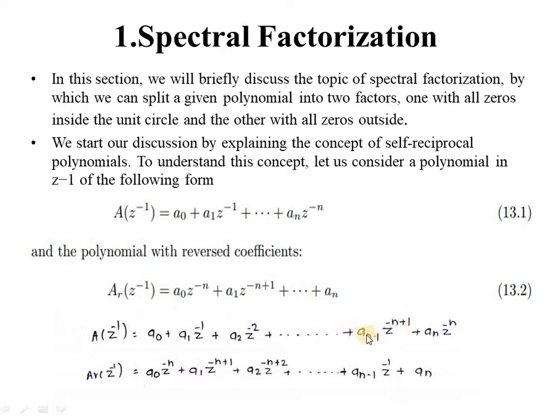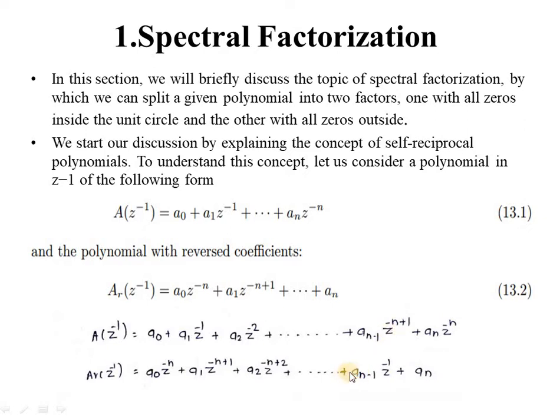Likewise, we have to replace the place of this z into this. This z inverse goes in this place, and this z raised to minus n plus 1 goes in this place. In the same way, this becomes a1 into z raised to minus n plus 1. At the same time, it also becomes a2 into z raised to minus n plus 2. Likewise, as we transfer this coefficient from this instant to this instant, these coefficients are also transferred from this instant to this instant.